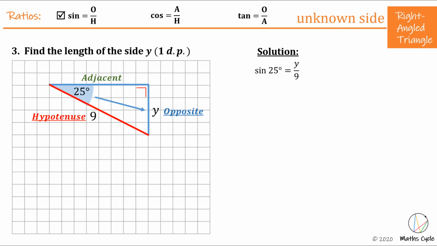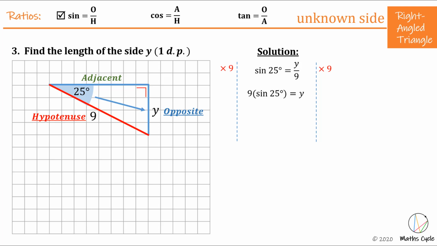So we know the sine of angle 25 degrees equals opposite over hypotenuse, y over 9. So we have the structure right. Now we're going to solve for y by using our balancing method. y is divided by 9, so to cancel the 9, we use the reverse operation, multiplying by 9. So multiply both sides by 9 to maintain balance. Then we have 9 times the sine of 25 degrees equals y.